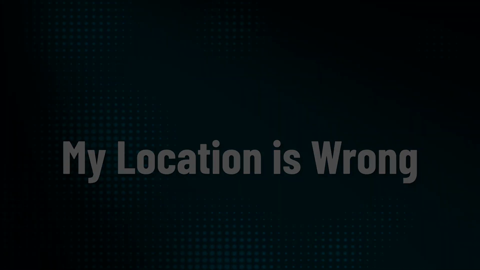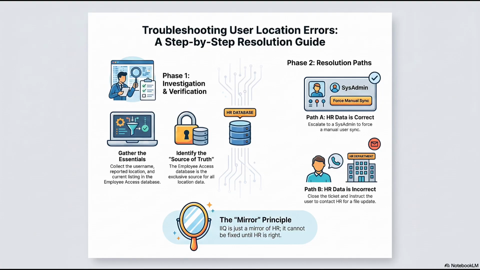on troubleshooting user location errors. You know the exact ticket I'm talking about, right? A user changes schools or site locations, but the system just isn't showing it. So, we're going to walk through a quick step-by-step resolution guide for this, keeping in mind that the root of the issue absolutely always ties back to HR data.